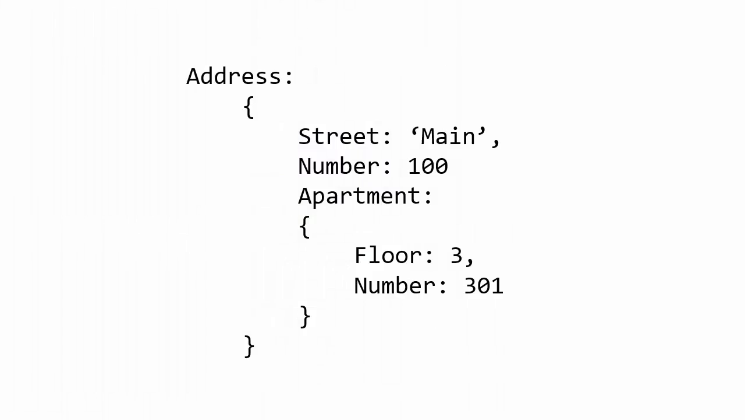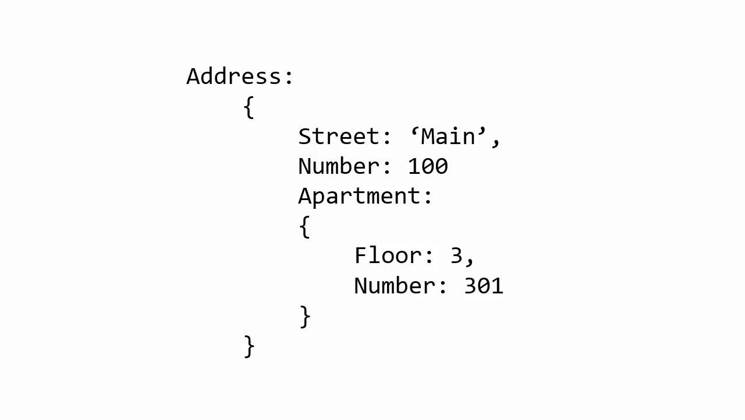For example, the address example we had before that was just a name-value pair, here it's a collection of name-value pairs. Address is a collection of other names and values. Address is still the name, but the value is a collection. Street is the name and Main is the value, a name-value pair. Number and 100 is a name-value pair. Apartment is a name, and its value is another list or collection of name-value pairs. Floor is the name, 3 is the value, number is the name, 301 is the value. That's an object in JavaScript.